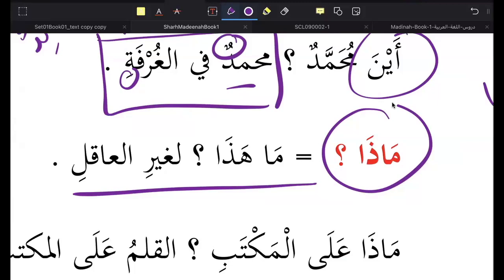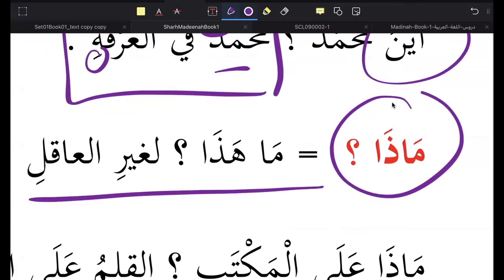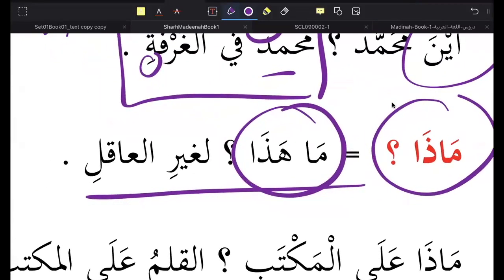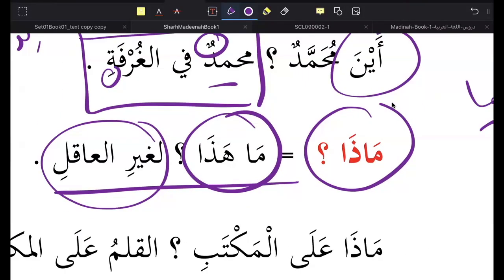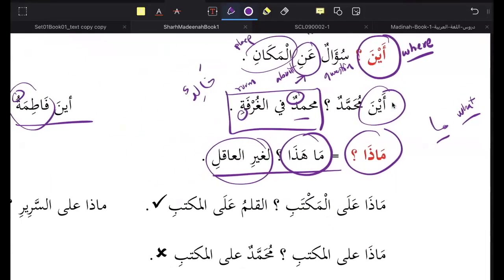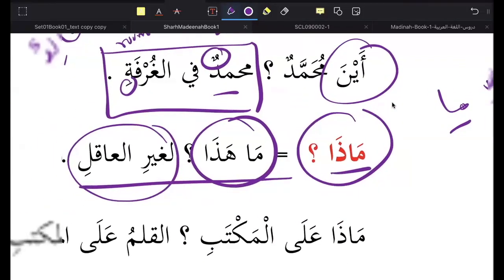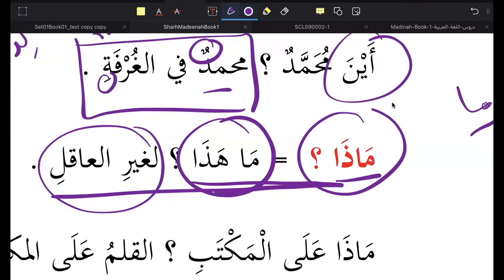Now, he said something here, it is very loose. It's not fully accurate. He said ماذا means ما هذا. It is one way of looking at it, but this is not fully accurate. Inshallah, I'll explain to you. He means for لغير عاقل, for non-intellect. So you don't look at a human being and then say ما هذا. What is this? Let me see what he does, then I'll say a little bit of what ماذا actually means. So let's stick with his explanation for now. He's saying that ماذا means ما هذا, what we learned in the last chapter.